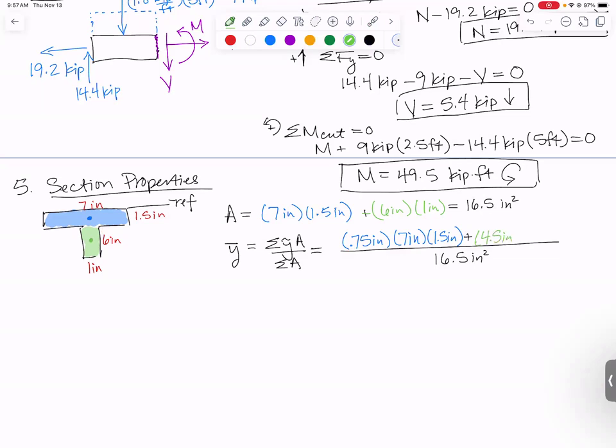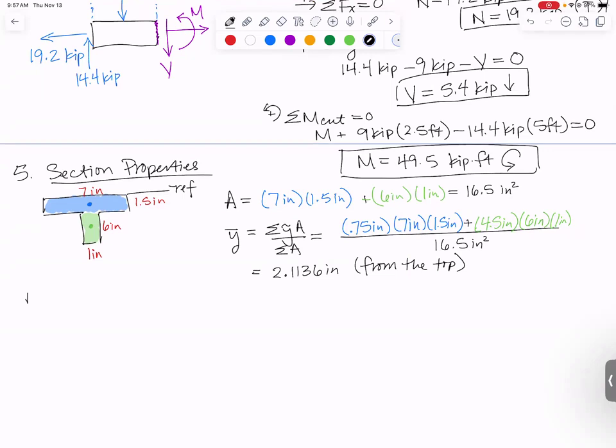4.5 inches for the y tilde, and the area is 6 by 1. And we get a number for y bar. It comes out to be 2.1136 inches. Reminding ourselves that is from the top. I mentioned that I also need the moment of inertia of that cross-section about its centroidal axis.